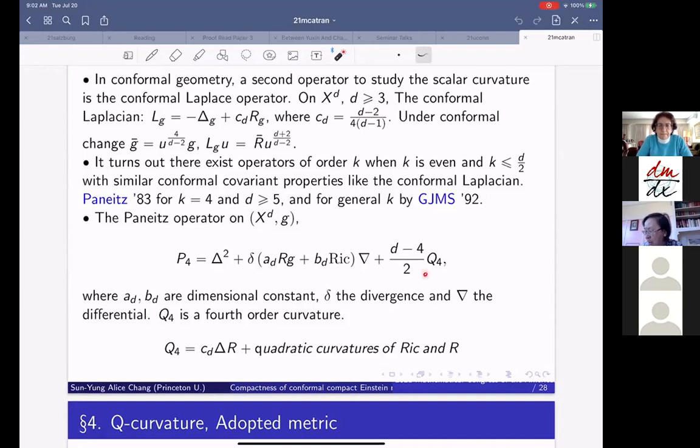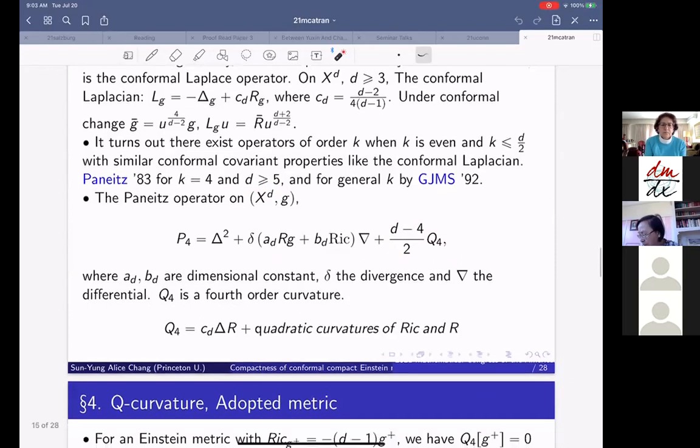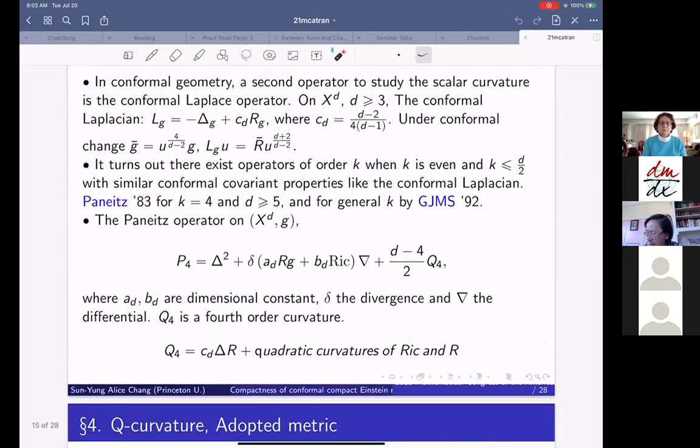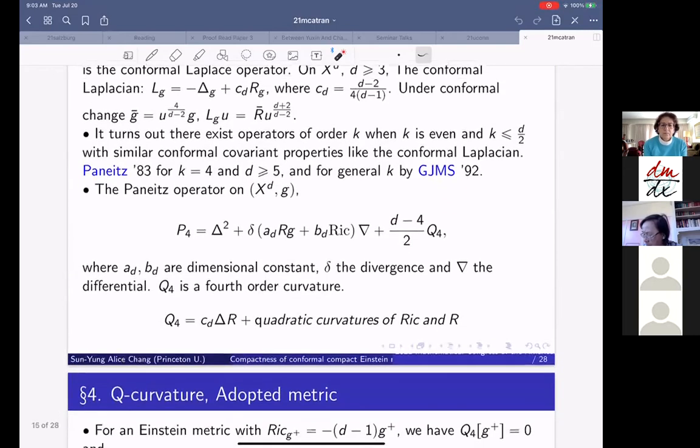The same phenomenon happens for the fourth order operator. When D is bigger than or equal to 5, you apply P4 to 1 and you capture the curvature Q4. But for D equal to 4, you cannot see what the Q curvature is from the operator. That's why Paneitz stated his result for D bigger than or equal to 5. He said this has the same conformal covariant property as the conformal Laplace and the prescribed Q curvature.